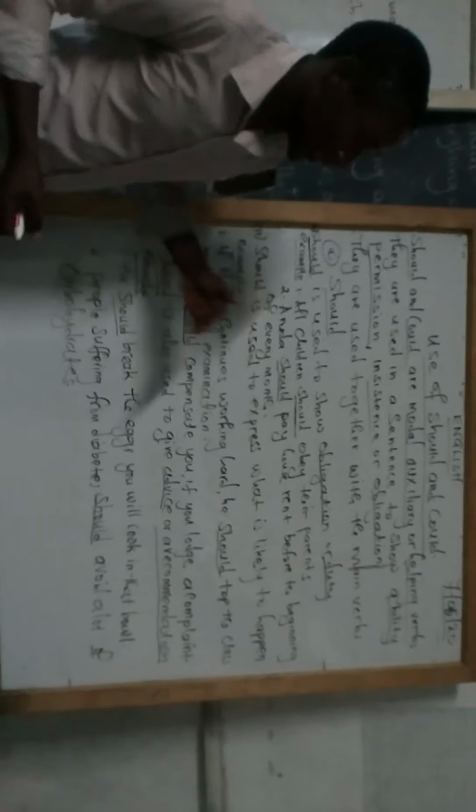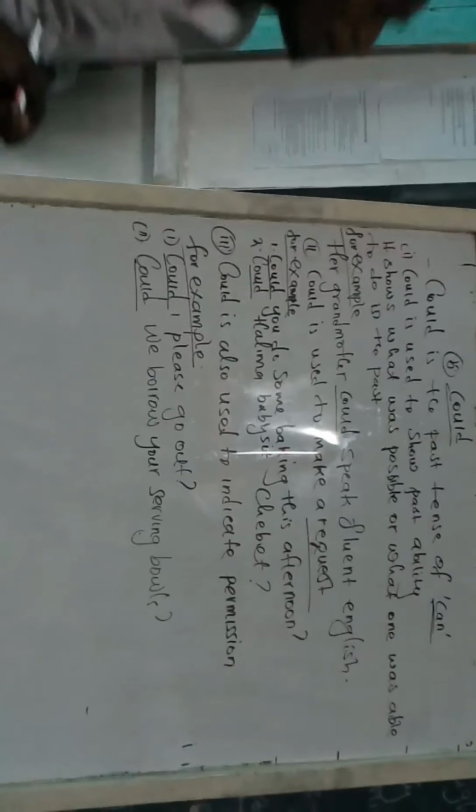What about could? Let's see where we are supposed to use could. Number 1, first of all, could is the past tense of the word can. You have can, the past tense of can is could. Number 1 use: could is used to show past ability, something you were able to do in the past.